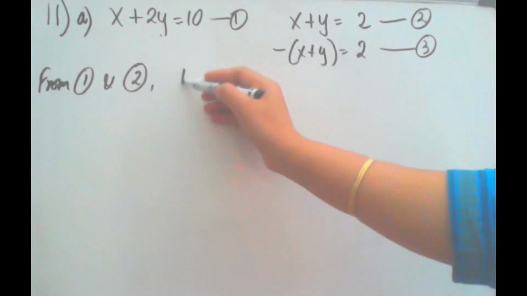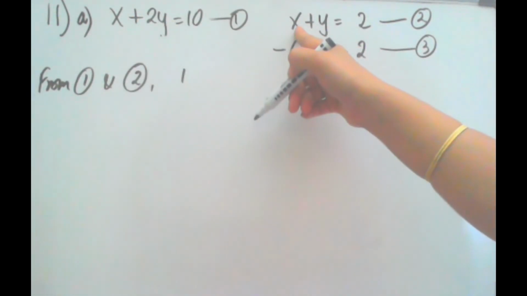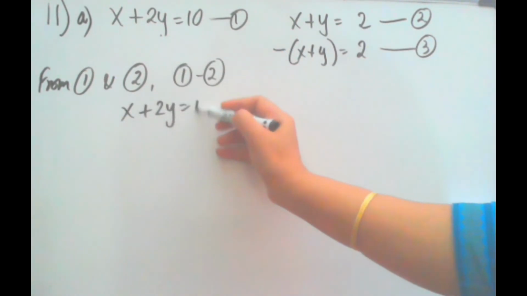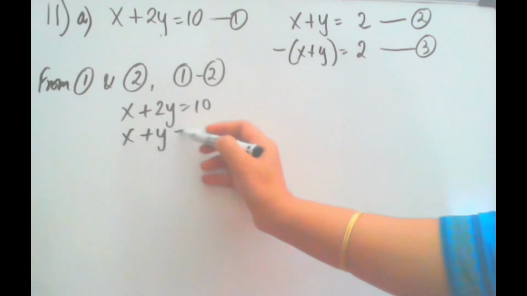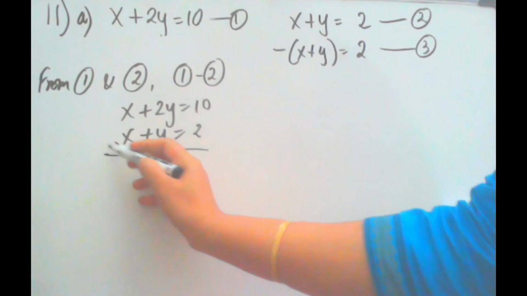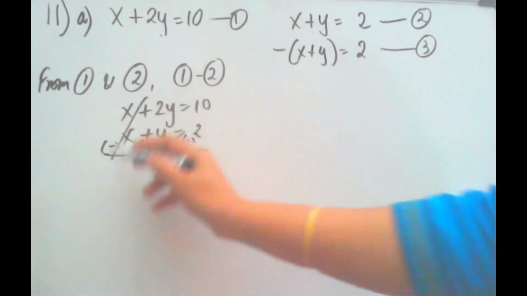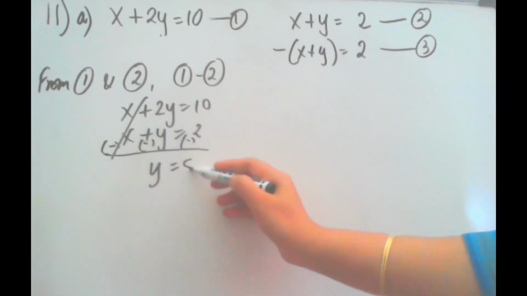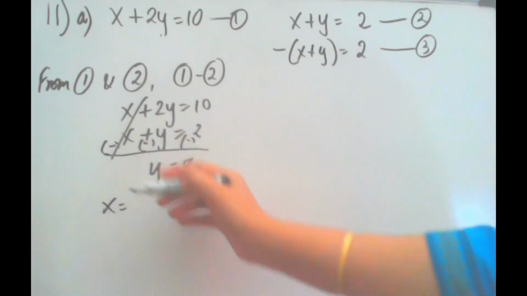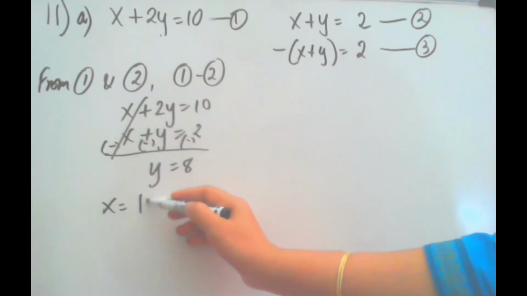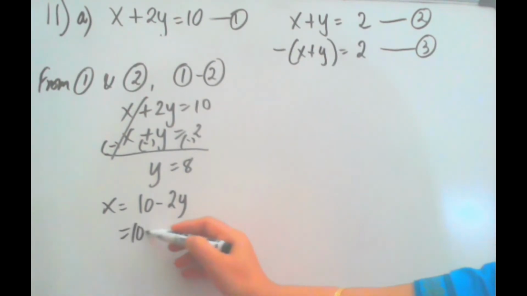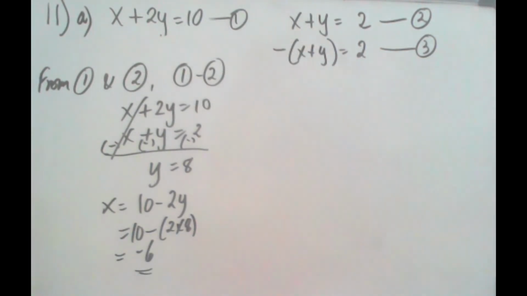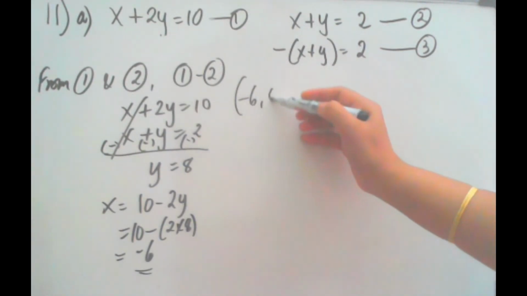Okay, so we want to eliminate x, so let's do 1 minus 2. So x plus 2y is 10. The second equation is x plus y is 2. Since we are doing minus 2, the second equation's sign will reverse. So x minus x cancels. Plus 2y minus y is 1y. 10 minus 2 is 8. So y is equal to 8. From equation 1, x is equal to 10 minus 2y, which is 10 minus 2 into 8, 16. So x is minus 6. Okay, we got the first coordinate, which is minus 6, 8.